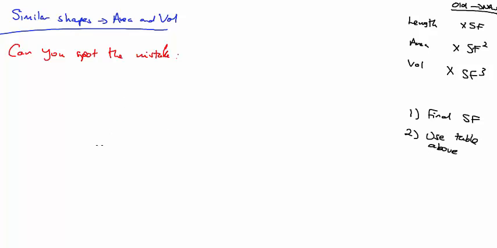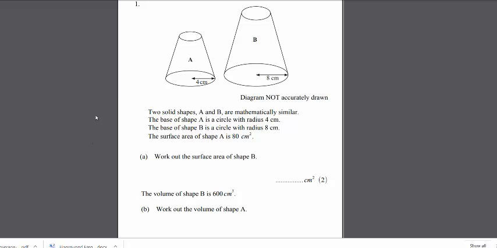They're going to give you two shapes which are similar, one bigger and one smaller. They might give you something like, the area of this is something, now find the area of this shape. So every single time, you first find the scale factor, and then you use the table above to find it. And the questions never change once you get that.